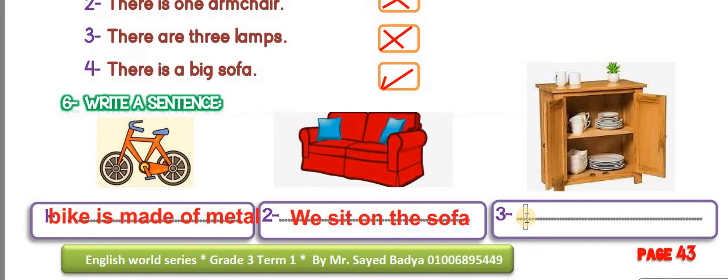هنا بقى ايه؟ This is a cupboard. This is a cupboard. ده دولاب. This is a cupboard.